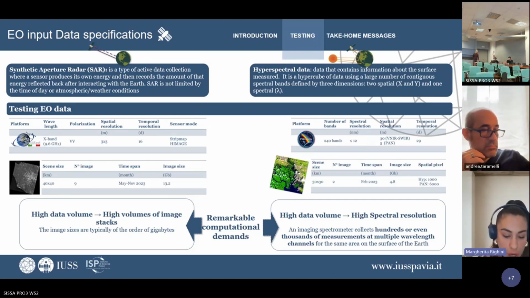And we also use 2 images coming from the PRISMA hyperspectral mission, that is another Italian Earth imaging mission.